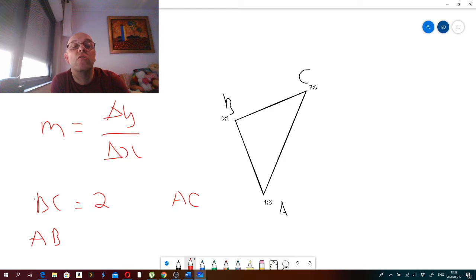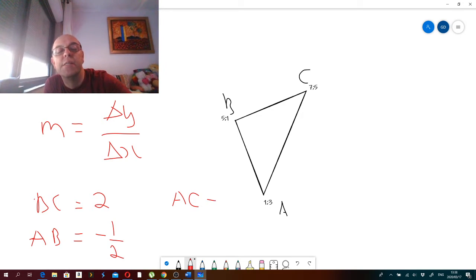Then we're going to do AB. From A to B is 3 minus 1, which is 2, and 1 minus 5, which is minus 4. So that is minus a half. And just to do all of them, AC as well is 3 minus 5, which is minus 2, over 1 minus 7, which is minus 6. So that's minus a third.